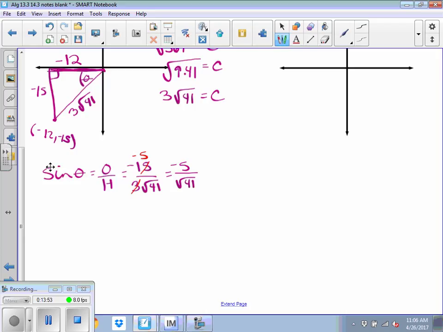Multiply the top and bottom by the square root of 41. And that equals -5 square roots of 41 over 41. At that point, you still want to check to see if it can be simplified anymore. Now it can't. 5 and 41 cannot be reduced, but you do want to make sure and check that, because sometimes it can. Okay? So this is sine.